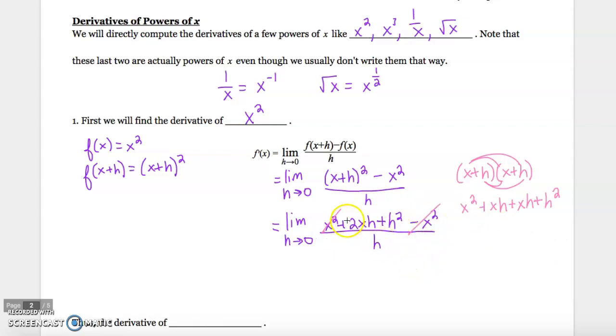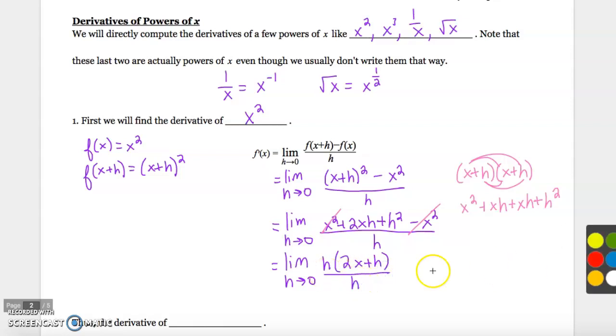And then from what I'm left with, I have in my numerator an h as a greatest common factor in both of those terms. So my h can come out, and I'll be left with 2x plus h all over h. So now my h's can cancel, the problem causers. And I would get the limit as h approaches 0 of 2x plus h.